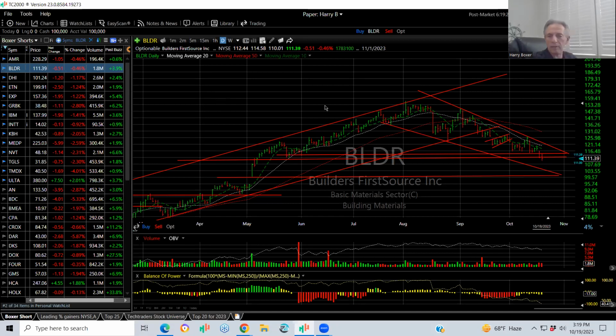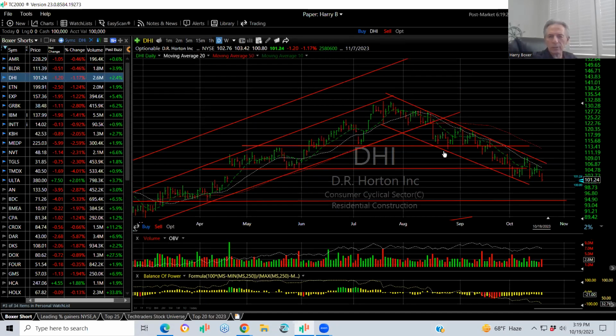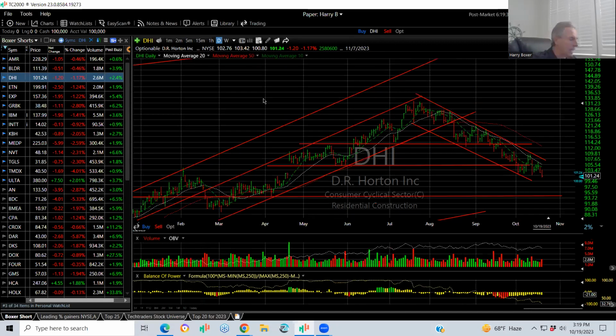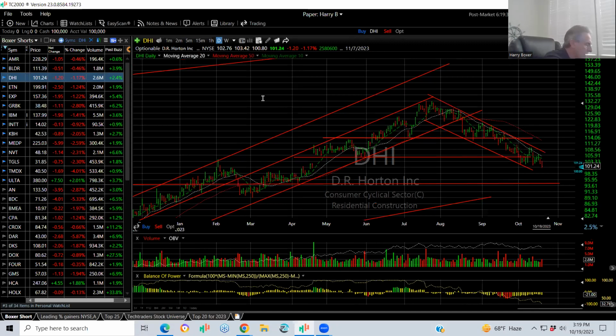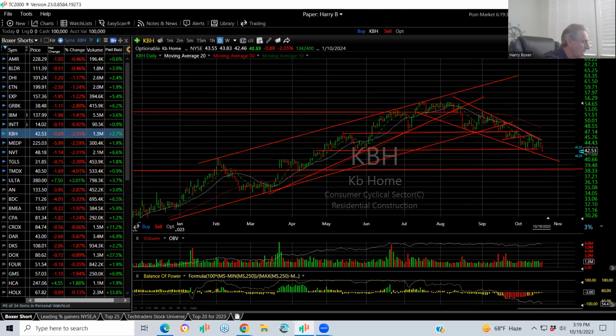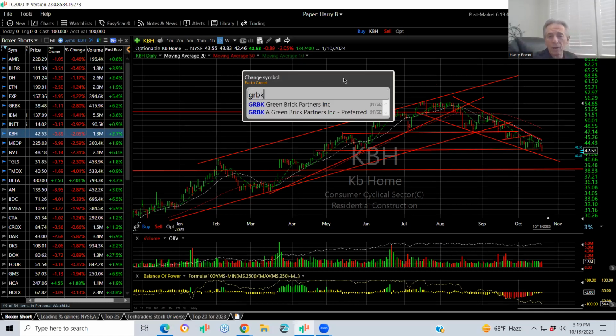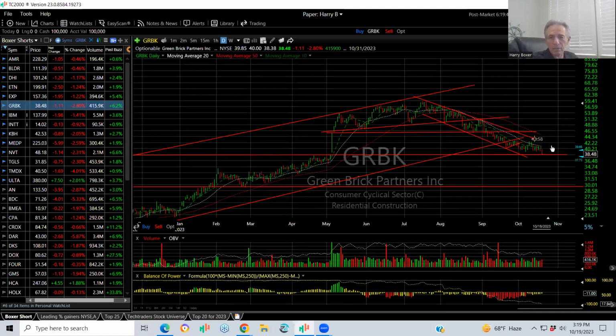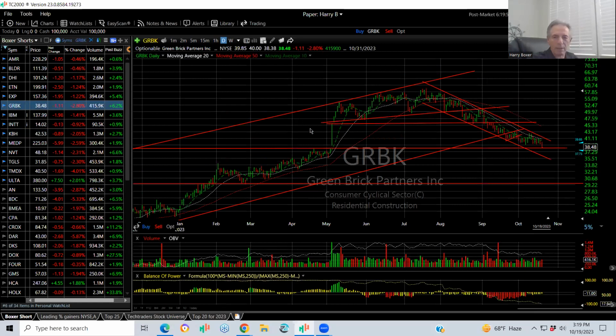Also on the short side, any of the builders like D.R. Horton, which when it broke down formed a little wedge in here and then another one here. It just looks like this. KBH, GRBK, all the home builders look terrible. With interest rates where they are and a glut of housing, I'm not seeing a big demand for new houses right now anyway. But that could be short term.